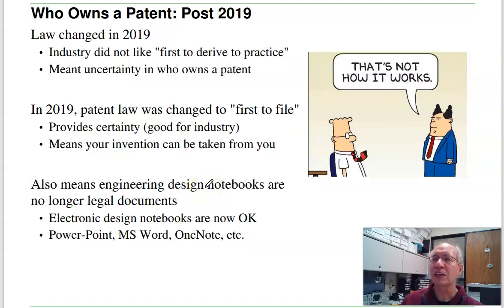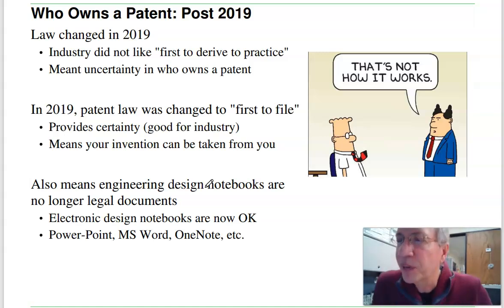After 2019, the law was changed. Industry did not like the first to bring to practice rule because it provided uncertainty.